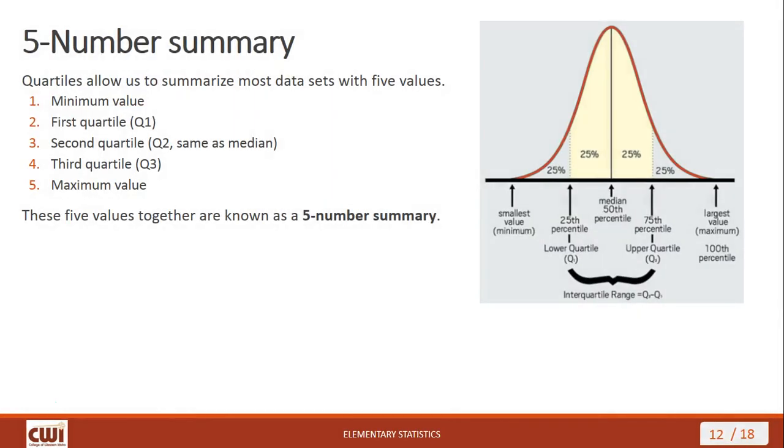All of this brings us to what's called a 5-number summary. We can take these relative measures of standing and put them together into a summary that will give us a brief description of our distribution.